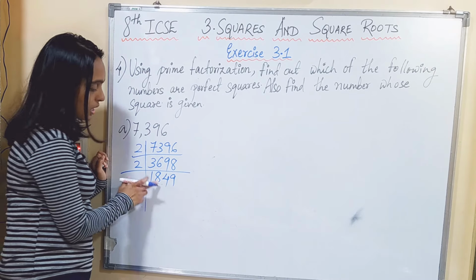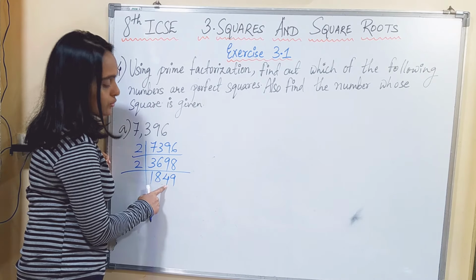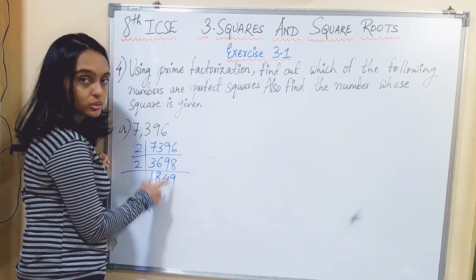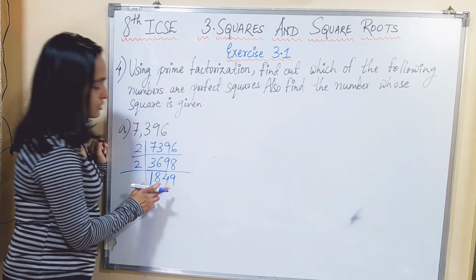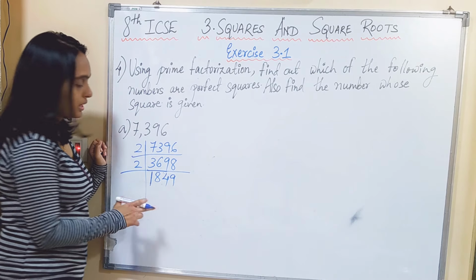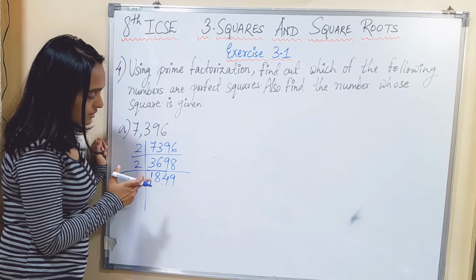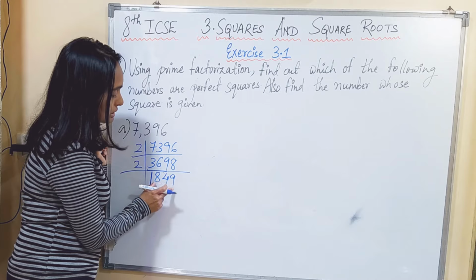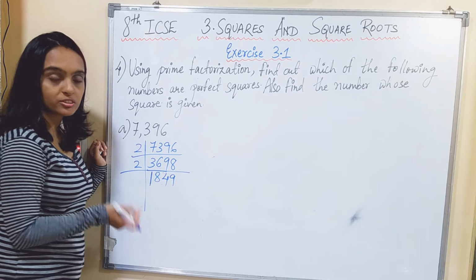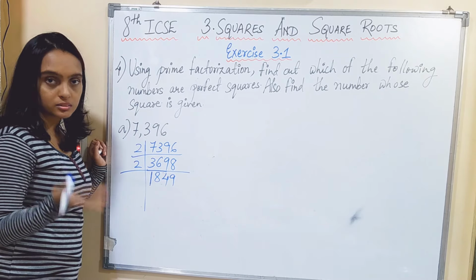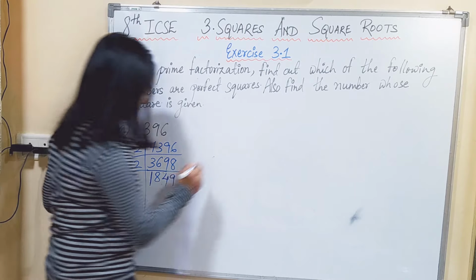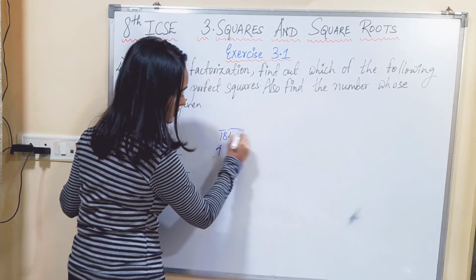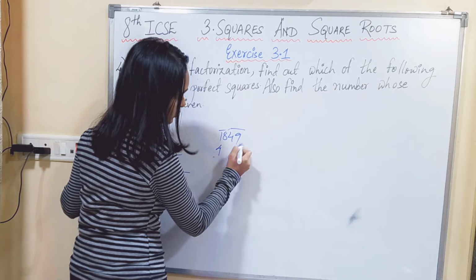We will check for 3. 8 plus 1 is 9. 9 plus 4 is 13. And 13 plus 9 is 22. So this number is clearly not divisible by 3. This number is not divisible by 5. And then it is also not divisible by 7. Then 4 plus 1 is 5. And 9 plus 8 is 17. So it is also clearly not divisible by 11. Then 13, 17, 19. This number is directly divisible by 4, 16, and then 3.